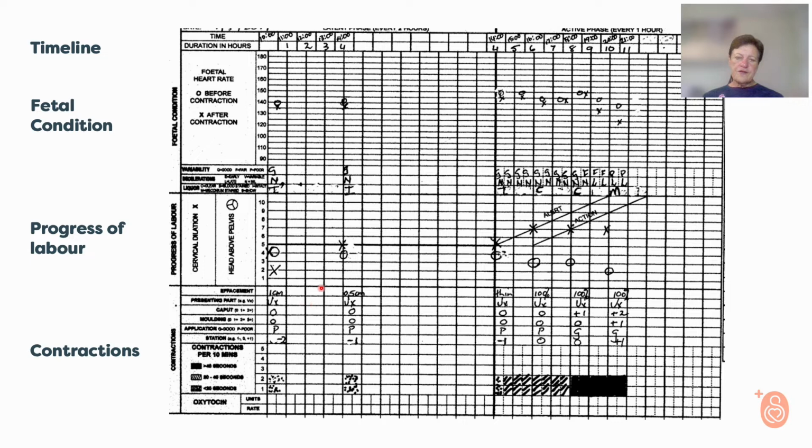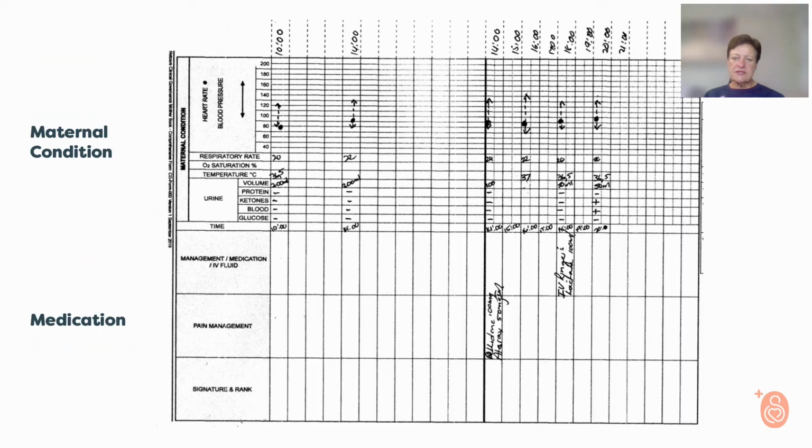Here are some further observations regarding the progress of labor: the engagement, effacement of the cervix, the station of the head, the contractions, how strong and how many contractions, the frequency of the contractions, and the maternal condition.